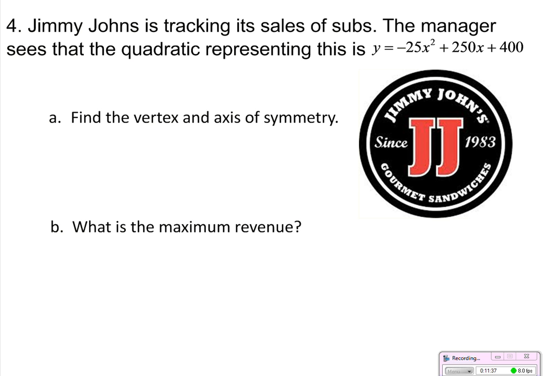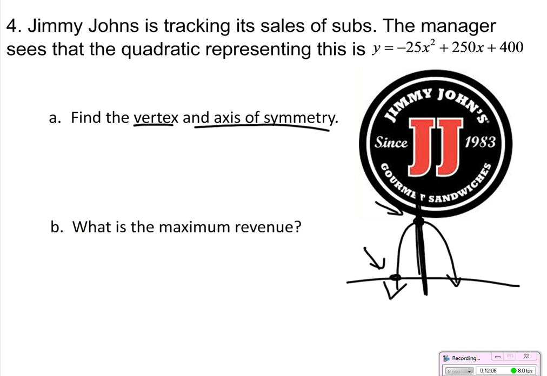All right, so last problem. Jimmy John's is tracking the sale of a sub. The manager sees that the quadratic representing this is y equals negative 25x squared plus 250x plus 400. Find the vertex, the axis of symmetry, and the maximum revenue. This is one where you don't use the quadratic formula. If I'm looking at the graph, this is my vertex, this is my axis of symmetry. I don't use the quadratic formula because it gives me these. I don't want those, I want this.